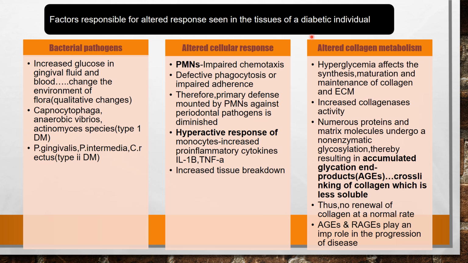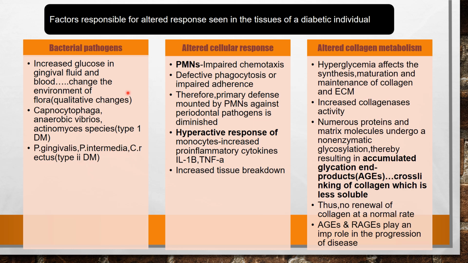So, coming to the bacterial pathogens. As we said before, there will be increased glucose level in the gingival fluid and the blood, which obviously will change the environment of the flora. So there will be qualitative changes in the flora, that is, there will be more Capnocytophaga. You can see an increased amount of Capnocytophaga. In various studies they have proved that in type 1 diabetes mellitus you can see increased Capnocytophaga. And in type 2 diabetes mellitus, there will be more Porphyromonas gingivalis, Prevotella intermedia, and Campylobacter rectus.